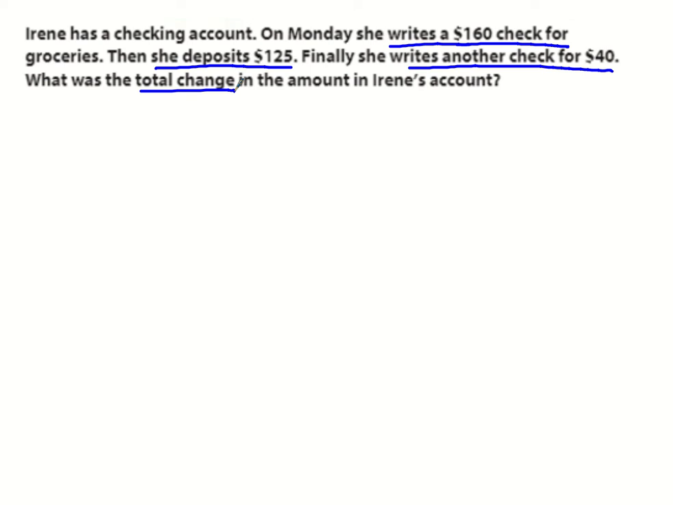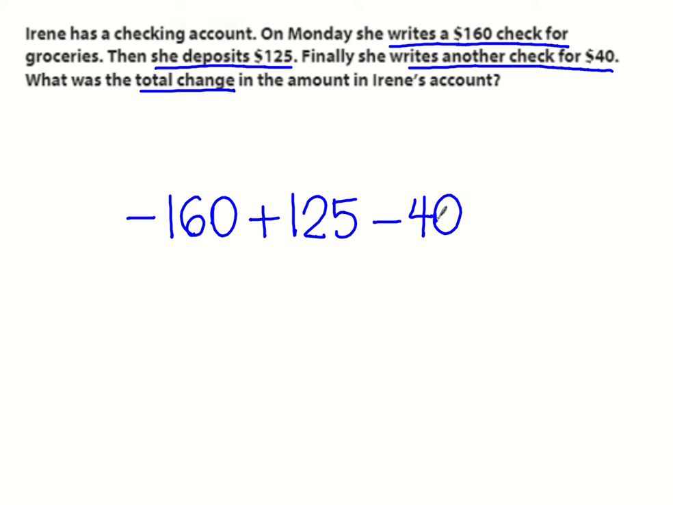So on Monday, if she writes a check for $160 for groceries, what's the change in her account? If she writes a check, she's -160. She's taking that out of her account because she wrote the check. Then it says she deposits $125. Then she adds $125 back to her account. And finally, she writes another check for $40. So then we're going to subtract out another $40. And it's saying, what's the total change?